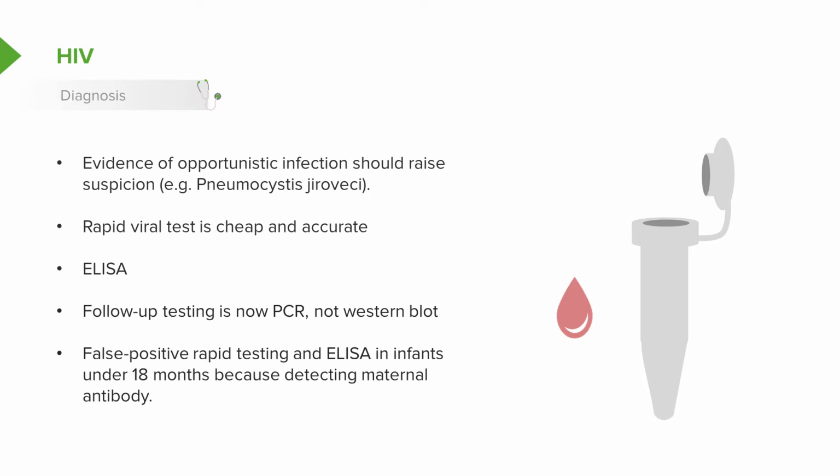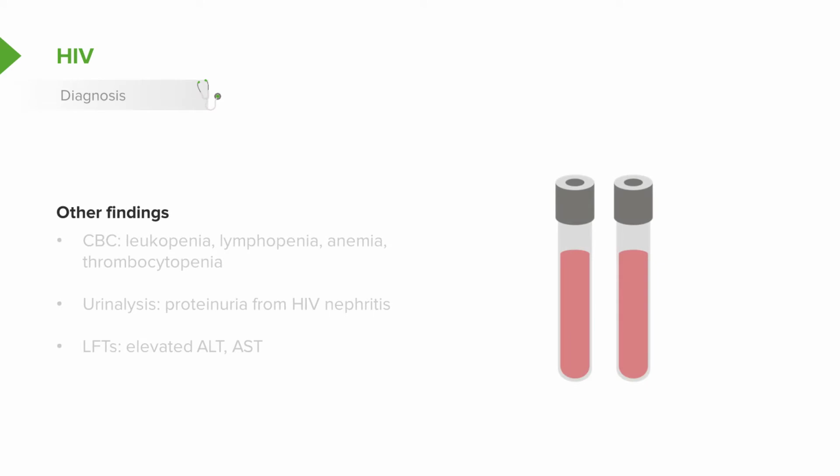Remember, false positive rapid testing and ELISA in infants under 18 months of age happens. This is because if the mother has the disease, her antibodies against HIV are going transplacentally, and that child will have those antibodies for up to 18 months, persisting in their blood. That doesn't mean they necessarily have the virus. So diagnosing HIV in a newborn may be a bit tricky because the rapid viral testing is difficult. We can do quantitative PCR, and that will help answer that question.